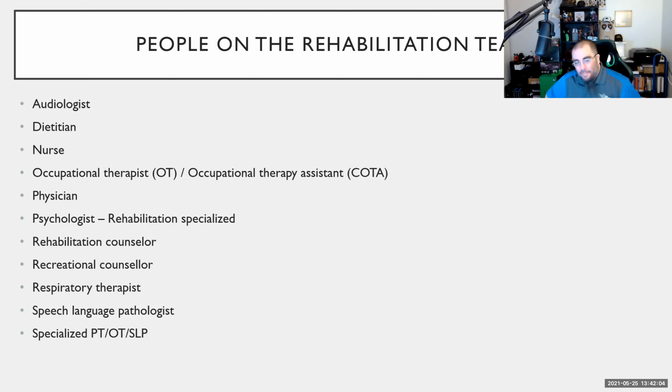And then specialized, I put this at the bottom because I didn't have this before, but more and more, you're starting to see specialized PT, OT, and speech language pathologists, where you're specialized in geriatric care, or cardiac care, or hand therapy, or recreational therapy, dealing with patients getting back to their home, specialized in home health. And there is a market for that, right?